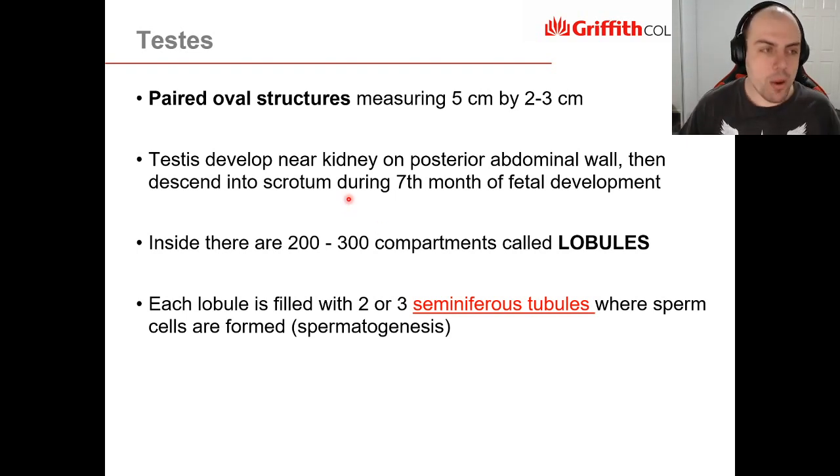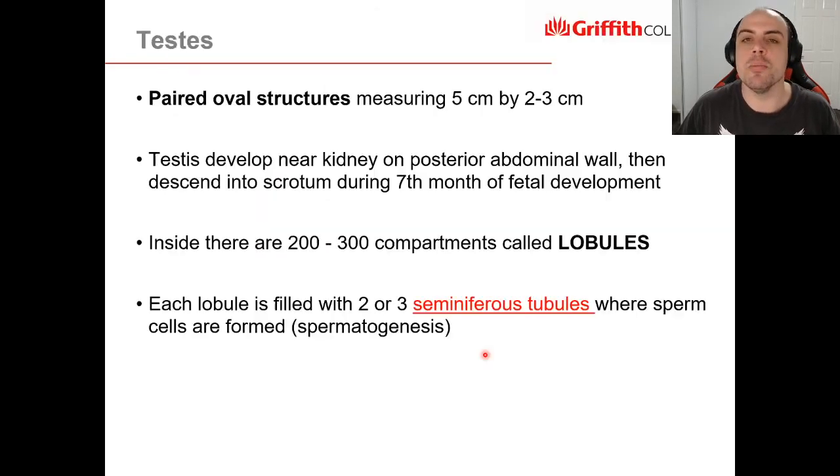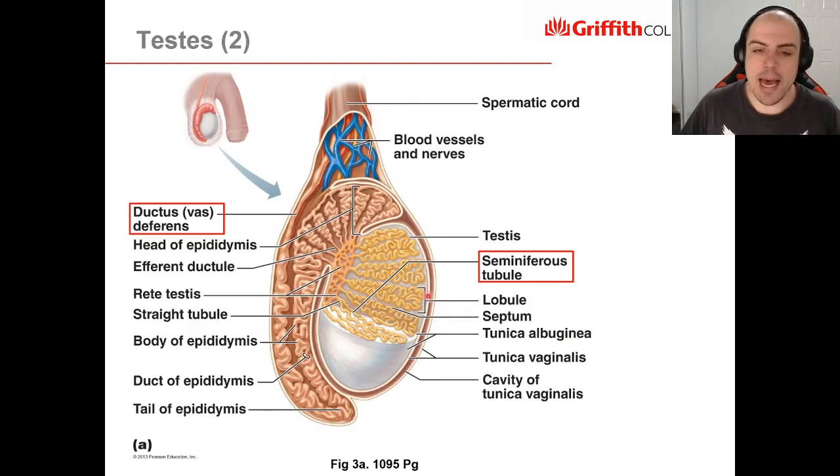Okay, so now what we're going to do is essentially zoom into the testes in a little bit more detail, okay? Within the testes, we have several hundred compartments that are referred to as lobules. Within each lobule, what we see is around two or three seminiferous tubules. This is important because these seminiferous tubules produce sperm, okay? They undergo spermatogenesis.